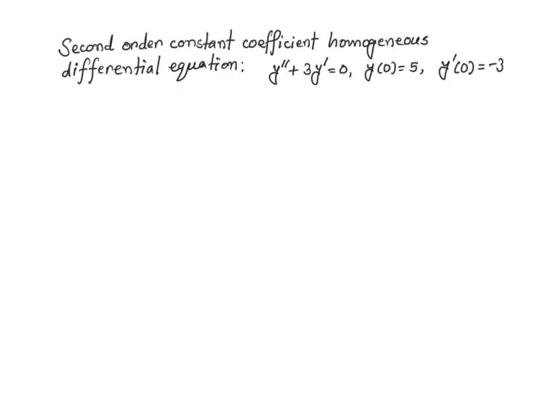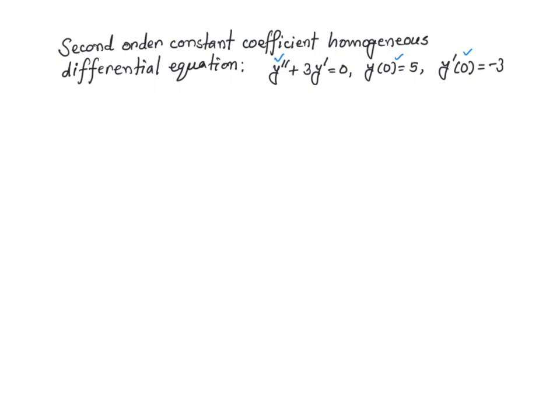In this video, I'm going to solve this second order constant coefficient homogeneous differential equation. And the equation in question is y double prime plus 3y prime is equal to 0 with initial conditions y of 0 is equal to 5 and y prime of 0 is equal to negative 3.